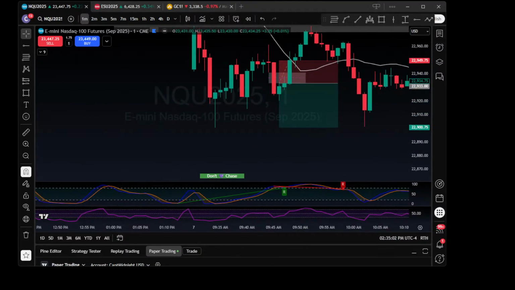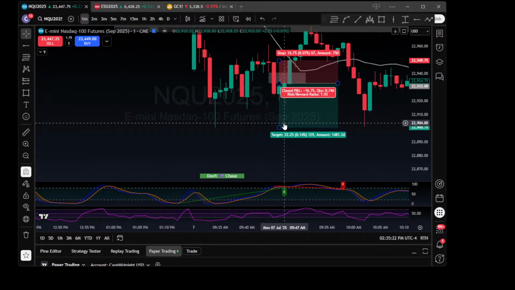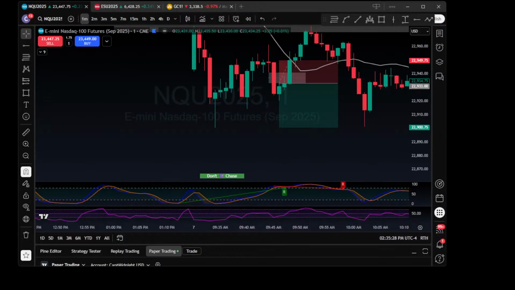67 stop loss. Take profit would have been 129.